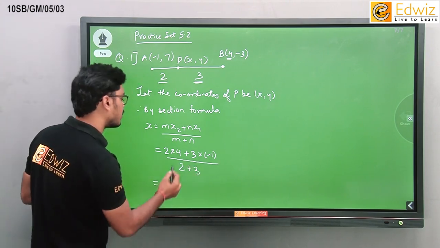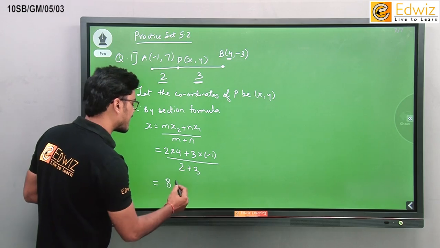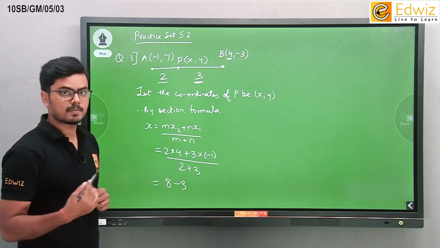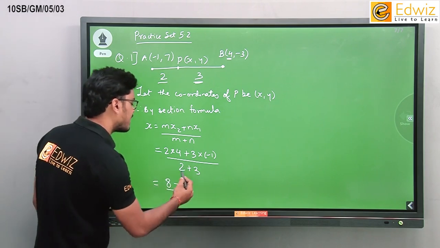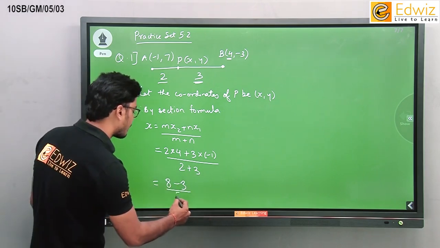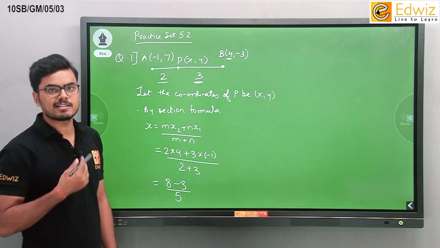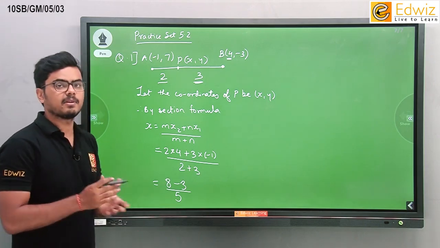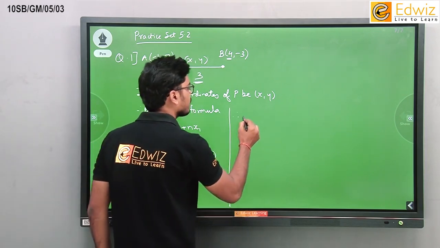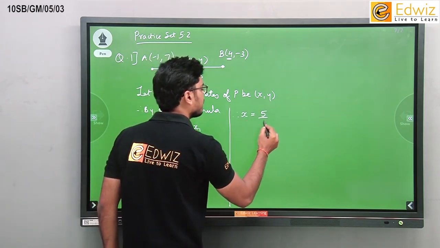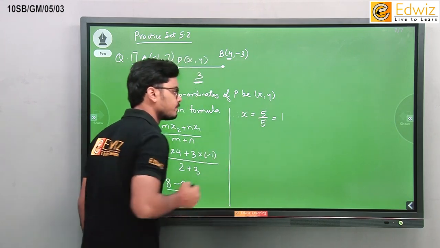Okay, so this will be equal to 8 minus 3. 3 into minus 1 is minus 3. Plus and minus will become minus. So 8 minus 3 divided by 2 plus 3, that is 5. Now 8 minus 3 is 5 divided by 5. It will be 1 only. Correct? So x coordinate क्या आया? 5 divided by 5, that is 1.